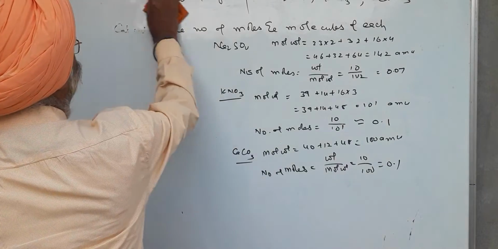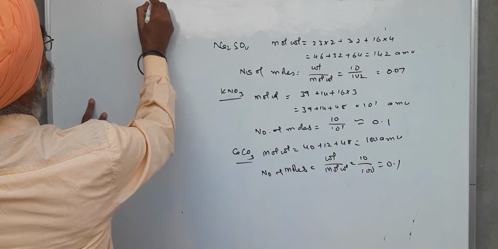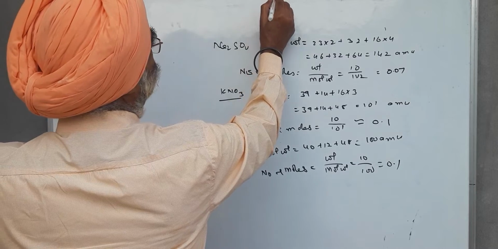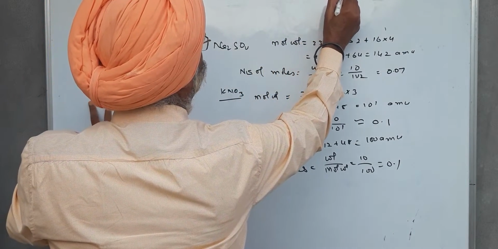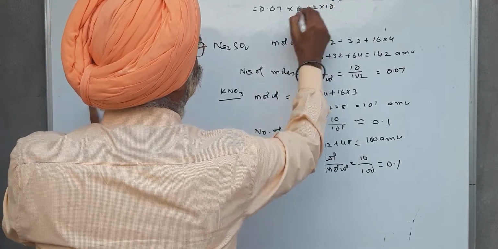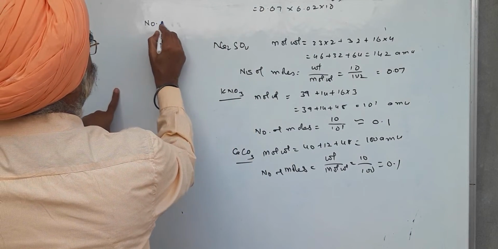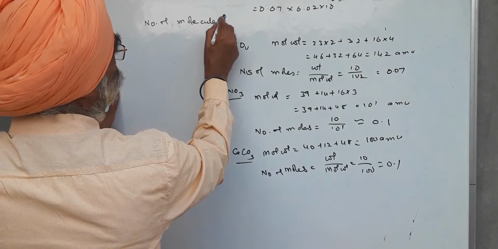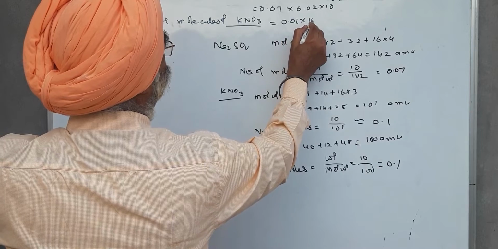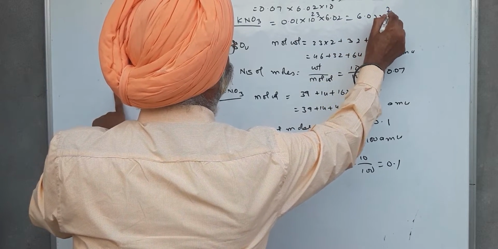We may go for the number of molecules also, because it was in the statement. Number of molecules of sodium sulfate is number of moles into Avogadro's number, 0.07 into 6.02 into 10 raised to the power 23. We shall explain this relation also. Number of molecules of the second compound, potassium nitrate, 0.01 into 10 raised to the power 23 into 6.02, maybe approximately 6.02 into 10 raised to the power 21.